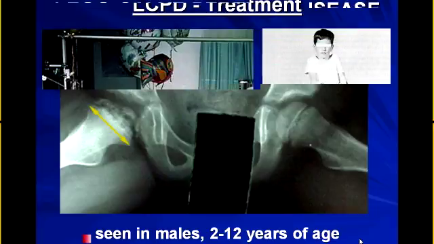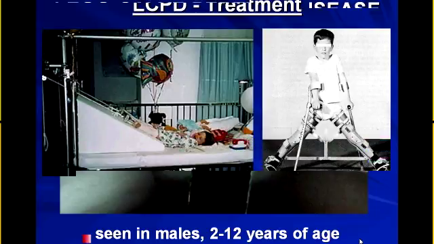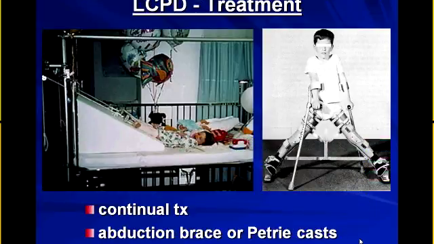So what is the treatment? Continual traction is rarely used now because it requires traction in bed for 1 to 4 weeks, which is really, really hard on young toddlers and young children. Certainly they can use an abduction brace, which is again maintaining the abducted position and lateral rotation, so it keeps the hip positioned in the acetabulum.